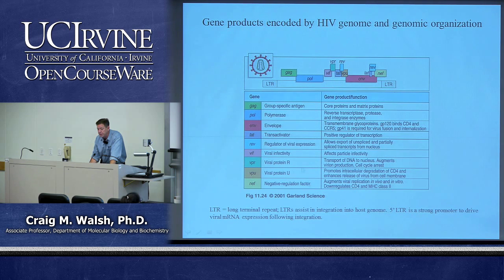So some of the different proteins that are involved, I don't want to go through all of these, but just a couple to highlight. You have GAG here, which is basically some of these core proteins and the matrix proteins that give rise to the nucleocapsid sequence. You have the polymerase, which is the reverse transcriptase, I should say. And that also is a polyprotein which is broken down by protease, as well as giving rise to these integrase enzymes. And then ENV, which I talked about before.